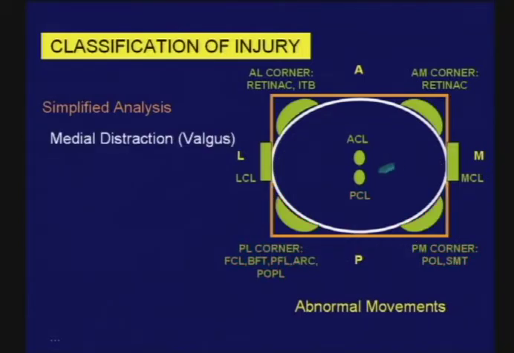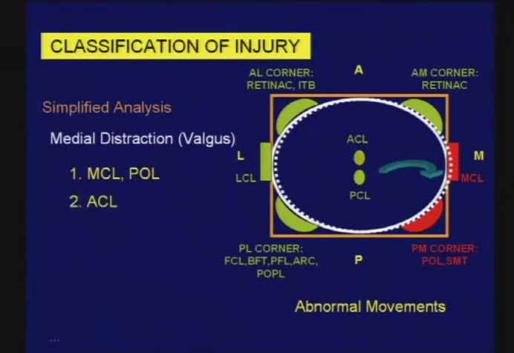The third pattern is medial distraction or valgus injury. Here there are three stages of injury. The first failure is that of the medial collateral ligament and posterior oblique ligament. The second stage is injury to the secondary restraint, the anterior cruciate ligament, and the third possibly to the posterior cruciate ligament as well.